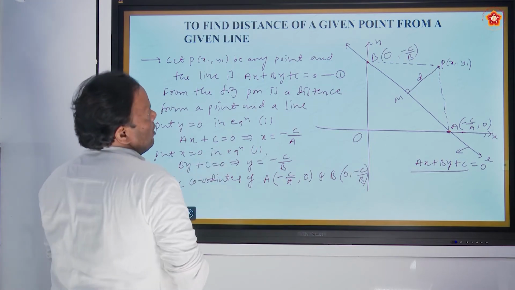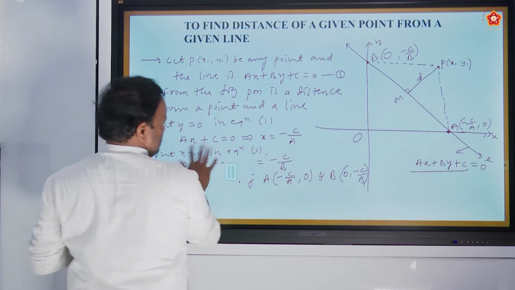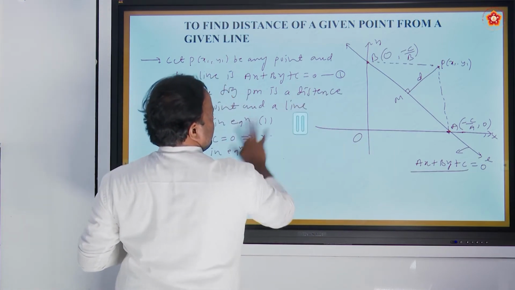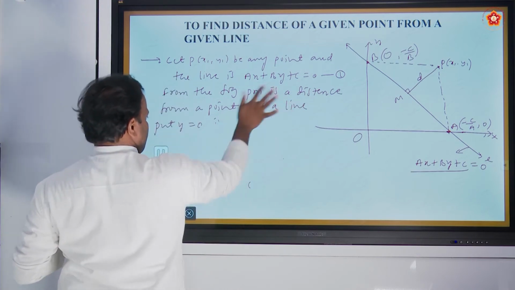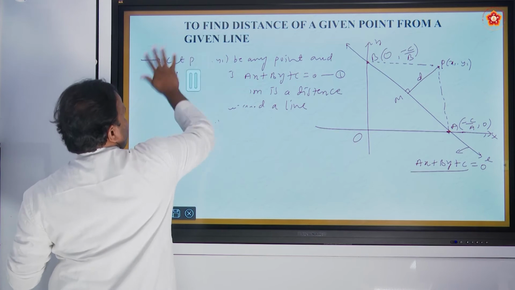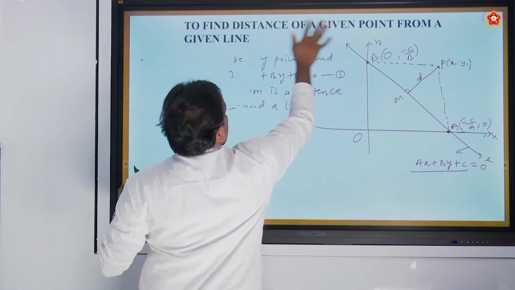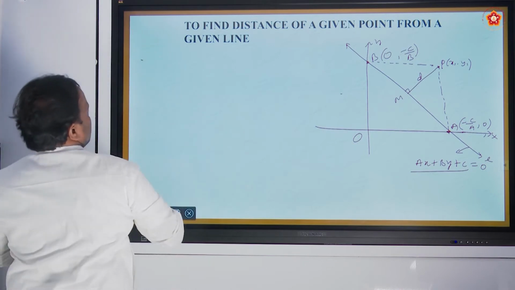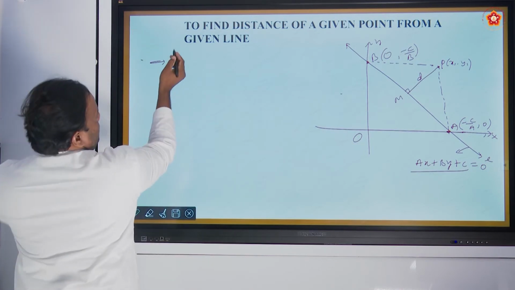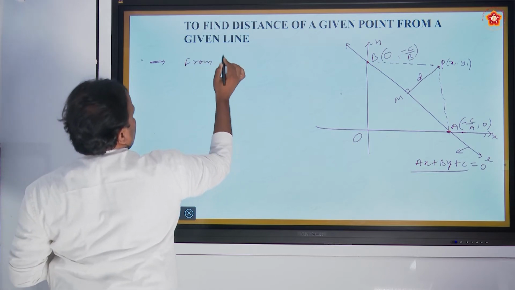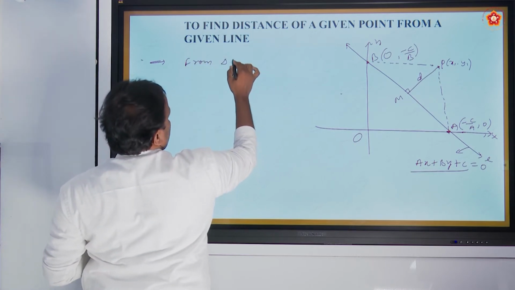Okay. Now observe here. I write all the values in the figure. I keep the figure as it is because we need the figure to find PM. Without the figure we can't do anything. Now from the figure, we say from triangle APB.